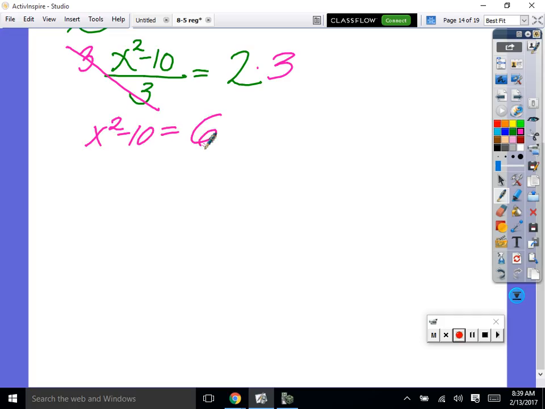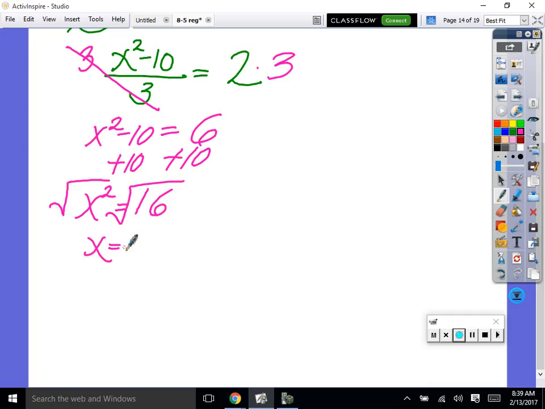Now, because this is just x squared, there's no x. If there was x, we'd have to solve by factoring, getting it set equal to 0. But it's just x squared, so what would we do next? Add 10 to both sides. So we have x squared equals 16. Next step, for both sides of the equation, x is equal to? Oh my heck, you guys are awesome. Look at you not forgetting plus or minus. I'm very impressed. So then those would be our answers.